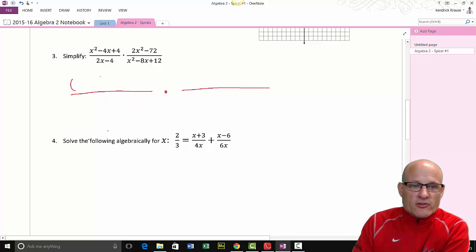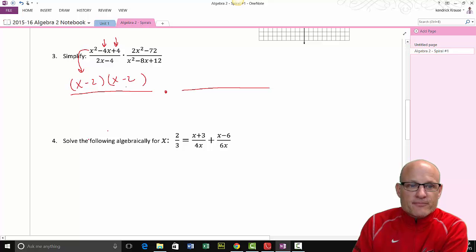Now doing this in colors is nice, although I like pencil. So we're going to leave this as x minus 2, x minus 2. That's this first one. Multiply to positive 4, add up to negative 4. That's 2 negatives. Now we're going to handle this one. There's a GCF. I can take out a 2. I'm left with x minus 2.